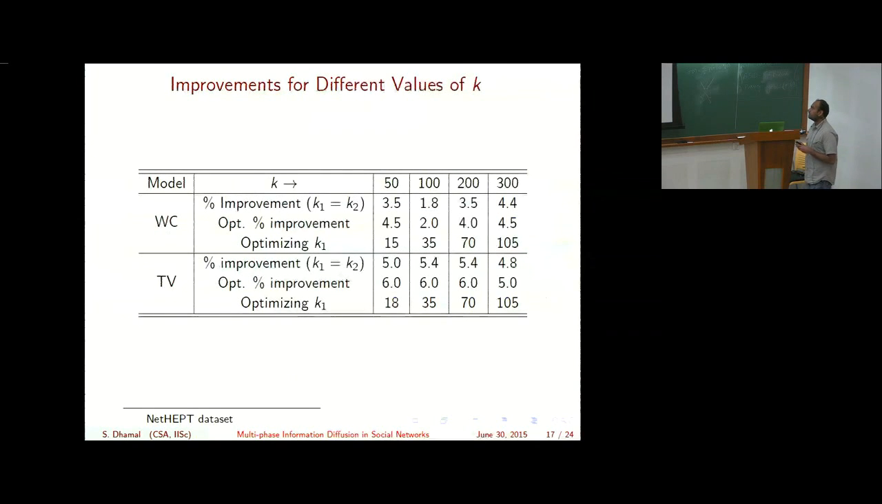So these are some results based on our experiments on real world data sets. What we see is that the improvements are around 3 to 4%. There are two popular models, weighted cascade and trivalency models, which are used for modeling the edge probabilities in a network. I won't go into the details of these models. For weighted cascade models, for most data sets, it gave an improvement of 3 to 5%. And for the trivalency model, it gave 5 to 6%.